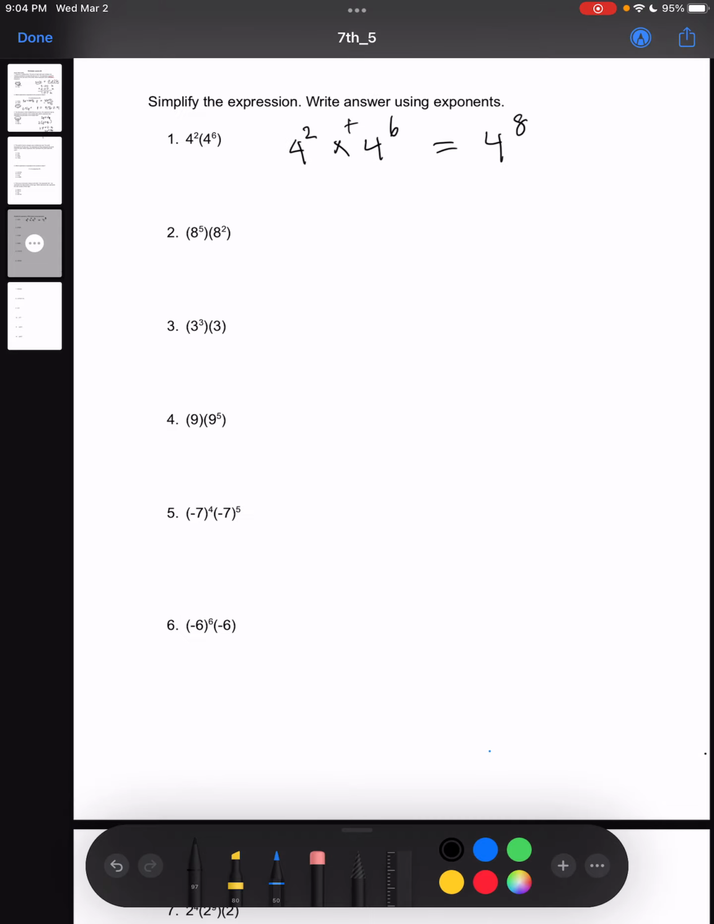Looking at this one, we have 8 to the 5 times 8 to the 2. First, always check that your base numbers are the same, and in this case, both numbers are 8, meaning that we can now add the two exponents together. This will equal the same base number to the two exponents added together. So it'd be 8 to the 5 plus 2, which is just 8 to the 7.